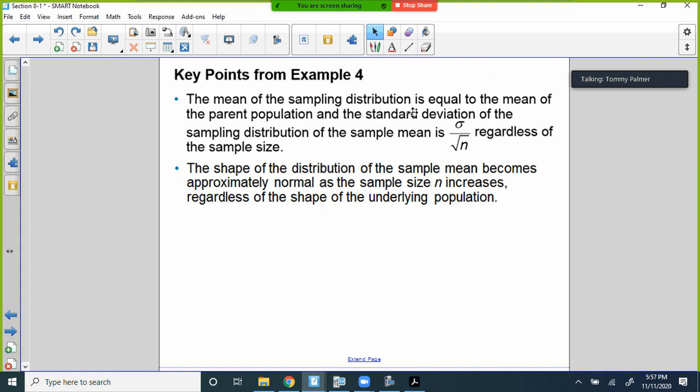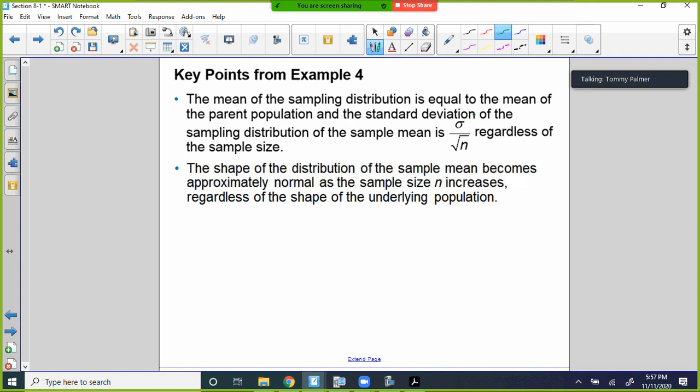The mean of the sampling distribution is equal to the mean of the parent population, right? We said that. And the standard deviation of the sampling distribution of the sample mean is the standard deviation of the population over the square root of n, regardless of the sample size. You have to do this calculation to get the standard deviation of the sample mean, x bar, right? Now, the shape of the distribution of the sample mean becomes approximately normal as the size of n increases.